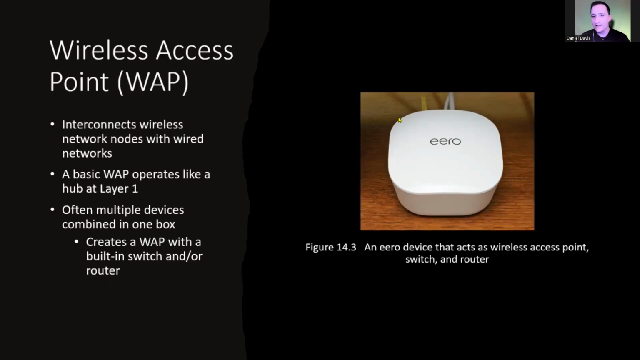that device. This over here is an example of a wireless access point that has higher level functionality built into it, capable of working as a switch and a router. It's capable of functioning as a wireless access point, a switch, and a router all at once.